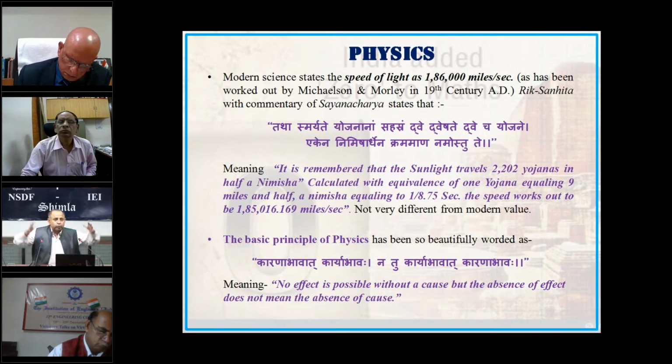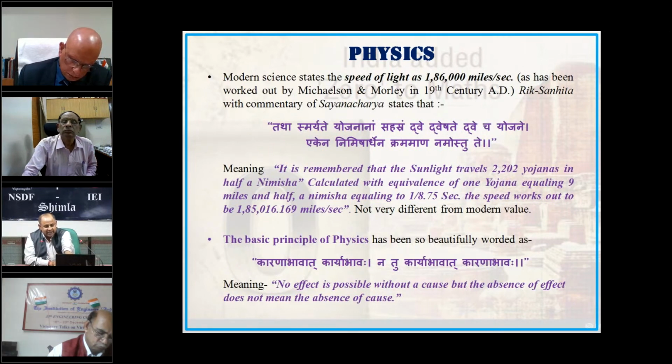We were taught that two big mirrors were located at a distance of 14 kilometers, and then they tried to find out the velocity of light, and they found it as 186,000 miles per second. Now you see this shloka, I'm telling you, this is the Rik Samhita. Please read this shloka carefully. I've translated this shloka into English.